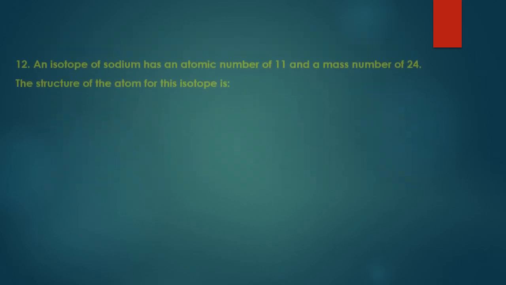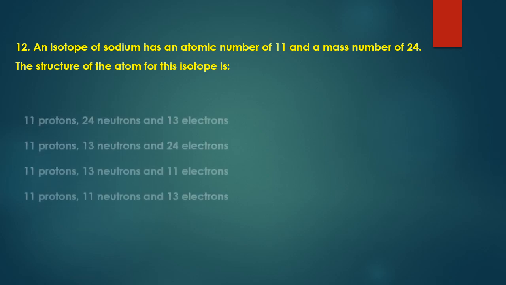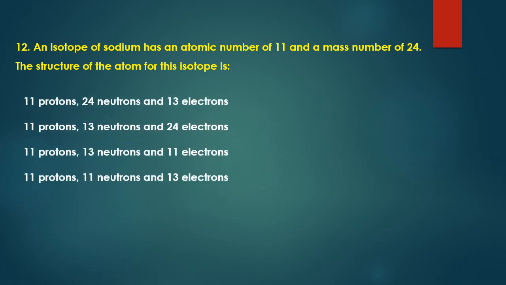So moving on to question 12, you have an isotope which has an atomic number of 11 and a mass number of 24, and they're asking you the number of protons, neutrons and electrons in it. So when you see an atomic number, it tells you the number of protons as well as the number of electrons. So an atomic number of 11 means it should have 11 protons and 11 electrons. So when you look into the options, the only option that has the combination of both 11 protons and electrons is the third option.